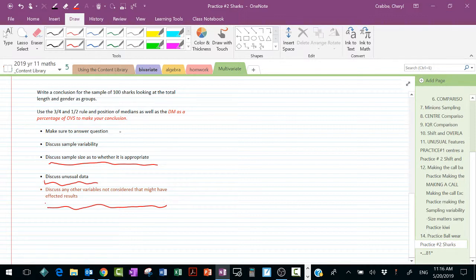But you need to make sure that you answer your question. So if your question was, I wonder if there's a difference between the two groups, then you need to make sure that you explicitly answer that question. Either yes, there is a difference between those two groups, and this is what the difference is, or no, there is no difference, and this is why, and this is what it means.